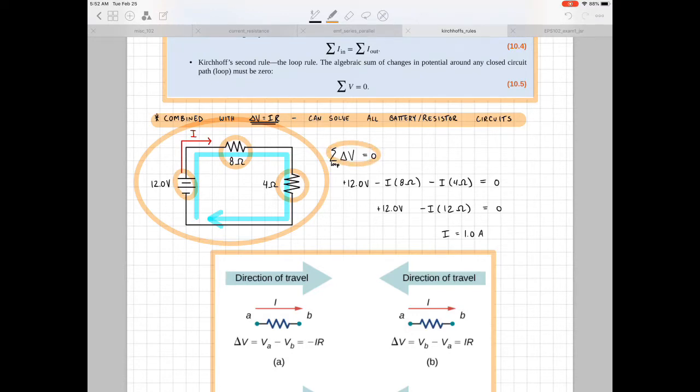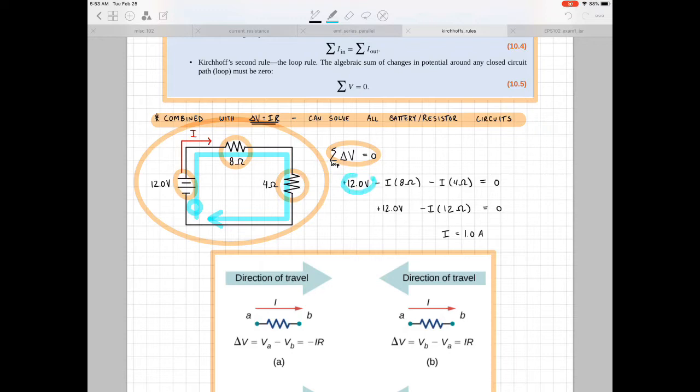And then you can leverage going around the loop. All the potential increases and decreases have to add up to 0. And then you can see in my picture, I've drawn the blue line representing, for me, the direction around the loop that I am going to travel, and write down all of the terms. And so my loop is starting at the negative terminal of the battery, so I'm starting here, and then I'm going to go through the battery first.